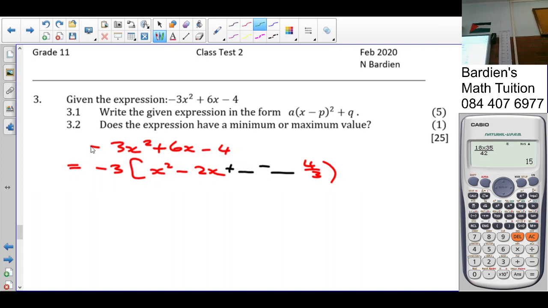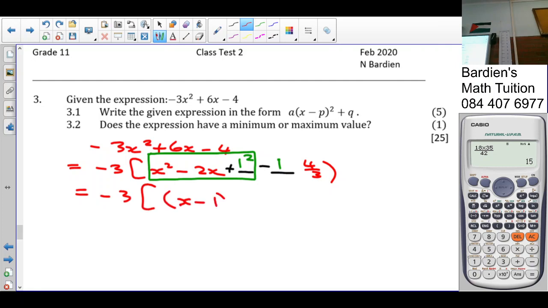So what's the number in this case? 2 times half is 1 and 1 squared is 1. Perfect square trinomial. You all okay with that? So it's going to be negative 3 into x minus 1 squared. That was minus, so they must go minus, no? No, plus actually. We'll have factorized it. So negative 1 plus 4 over 3 is going to be positive a third. You all agree with that? So negative 3 multiplied by x minus 1 squared is negative 3 into x minus 1 squared plus 1. You all agree with that?